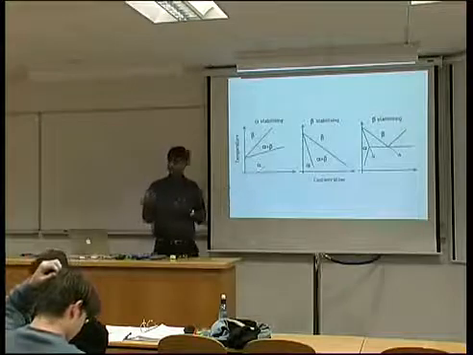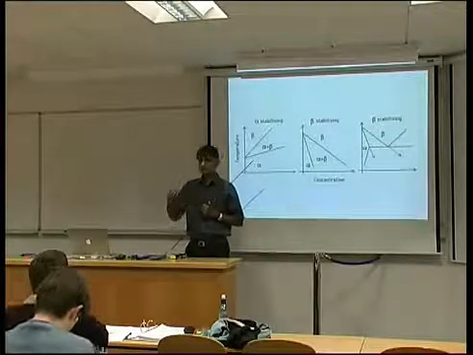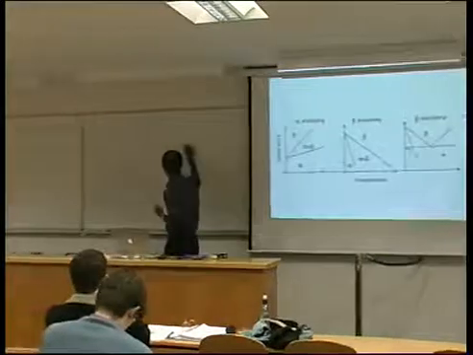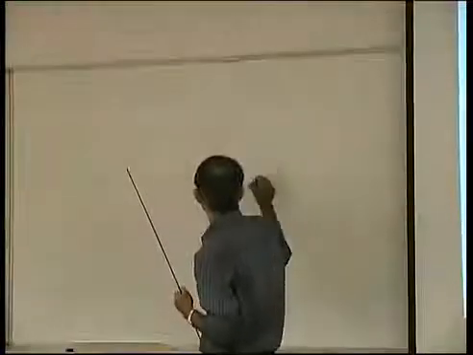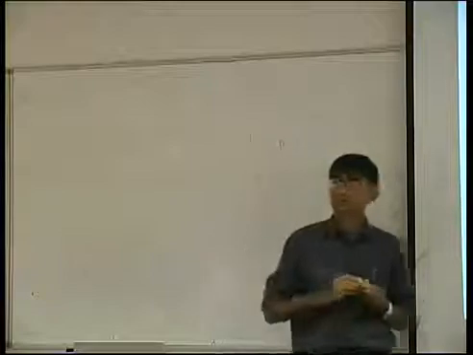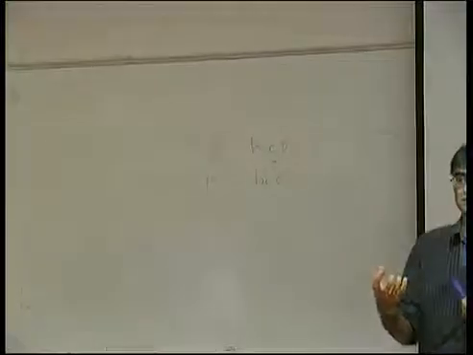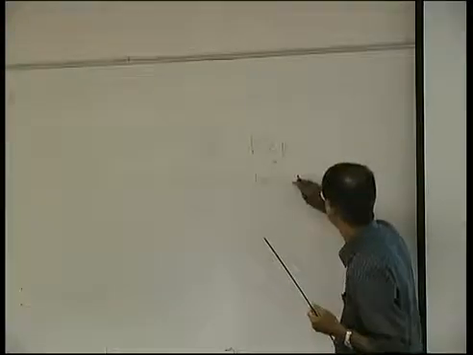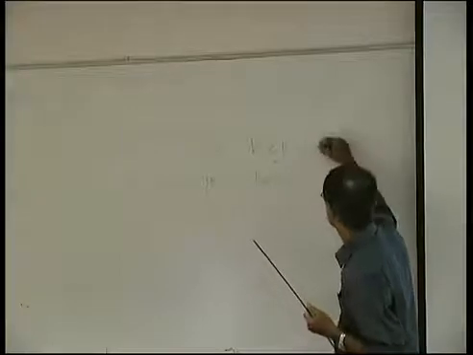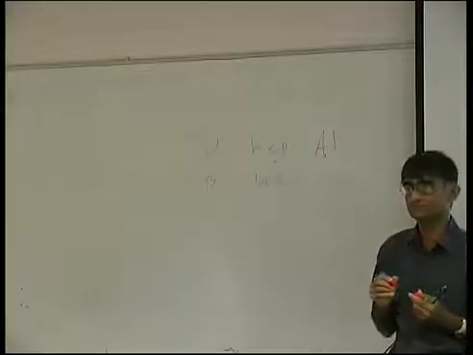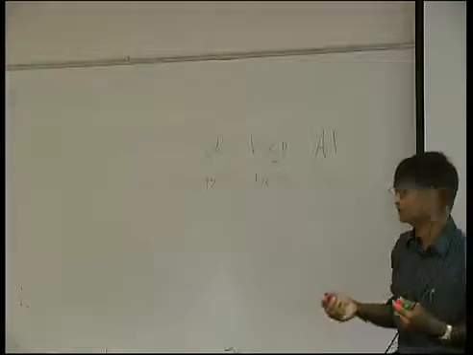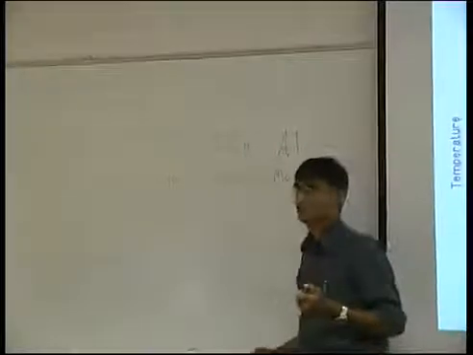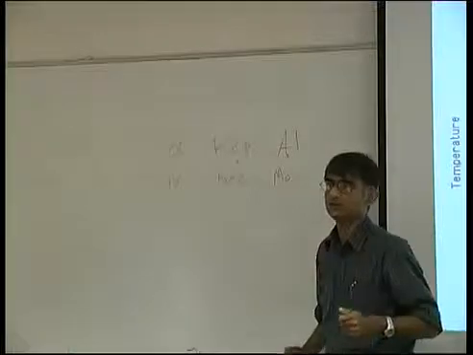So one good way of remembering which elements stabilize alpha and which elements stabilize beta is as follows: alpha is hexagonal close packed, beta is body centered cubic. Solutes which are close packed, for example aluminium, will stabilize beta. I got that wrong. No, that's right. So aluminium will stabilize alpha, whereas solutes which are body centered cubic, for example molybdenum, will stabilize the beta phase. That's just a rule of thumb way of remembering which elements should stabilize which phase.